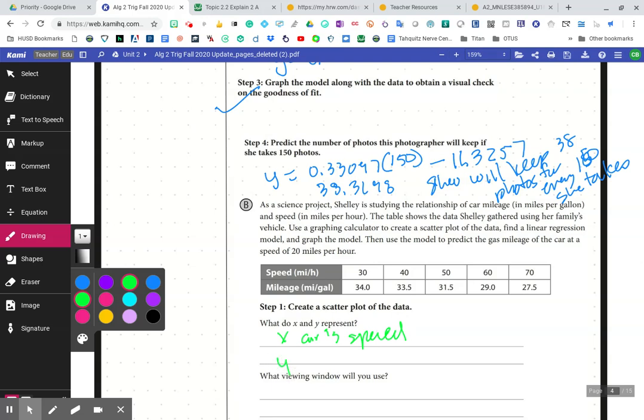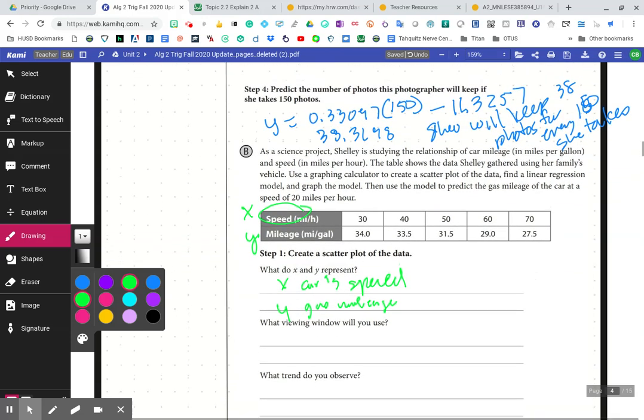And then Y is the gas mileage. And if you're confused about that, this is the X column, right? And this is the Y column. What viewing window will I use?